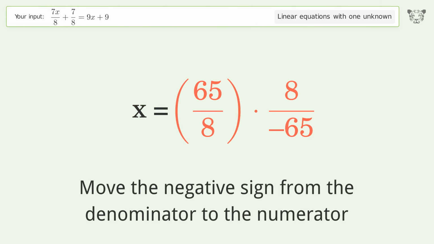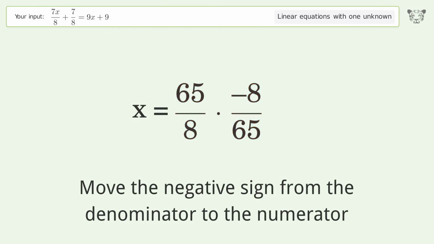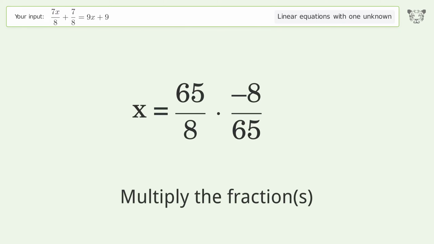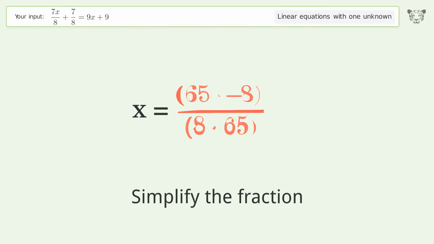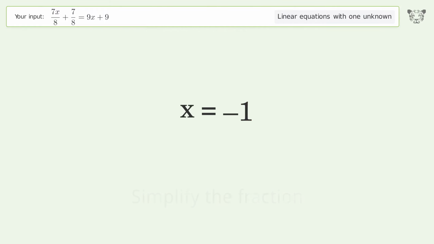Move the negative sign from the denominator to the numerator. Multiply the fractions. Simplify the fraction. And so the final result is x equals -1.